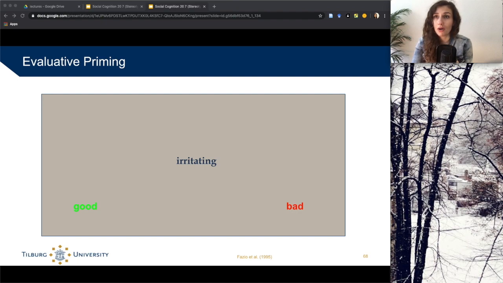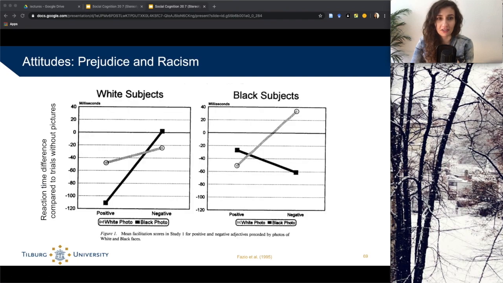So if you are a racist person, or you hold some negative beliefs at least about black people, you might find that being primed with a black person's face activates the concept of negative, and therefore people might be faster at responding to negative words such as annoying or irritating compared to the condition where they are primed with a white person's face. And this was the premise of the experiment of Fazio et al. that we will discuss here.